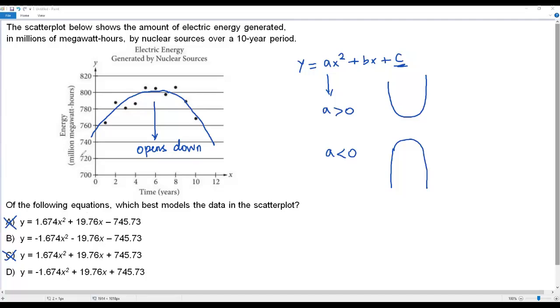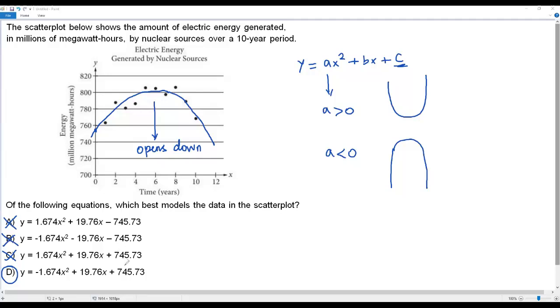Now let's consider the y-intercept on the graph. The parabola I've drawn intersects the y-axis between 740 and 760, so it is a positive value. It's about 745.73, because in all four options we find the y-intercept 745.73. Let's assume the parabola intersects the y-axis at 745.73, and it is a positive value. But when I look at option B, the y-intercept is negative, so that's not possible. So we can reject option B also.